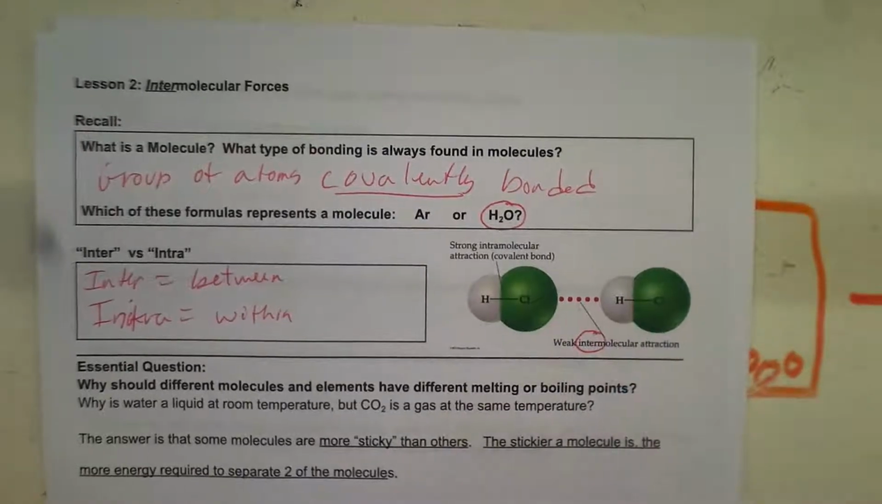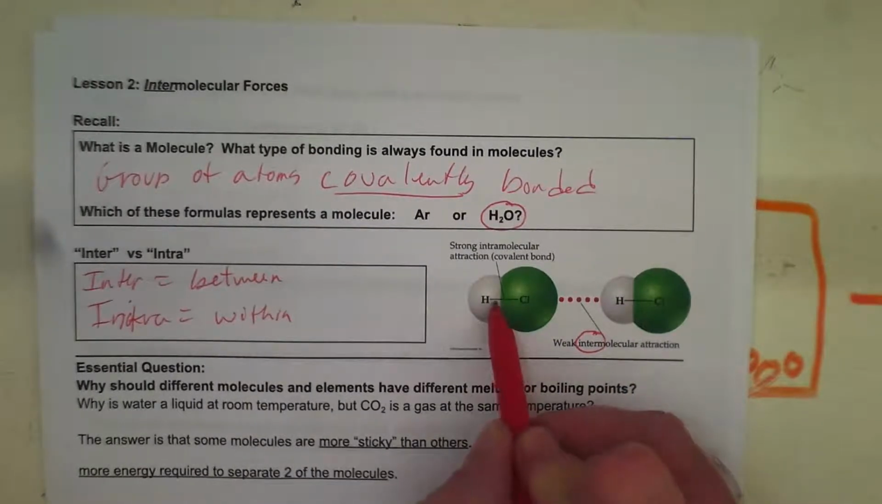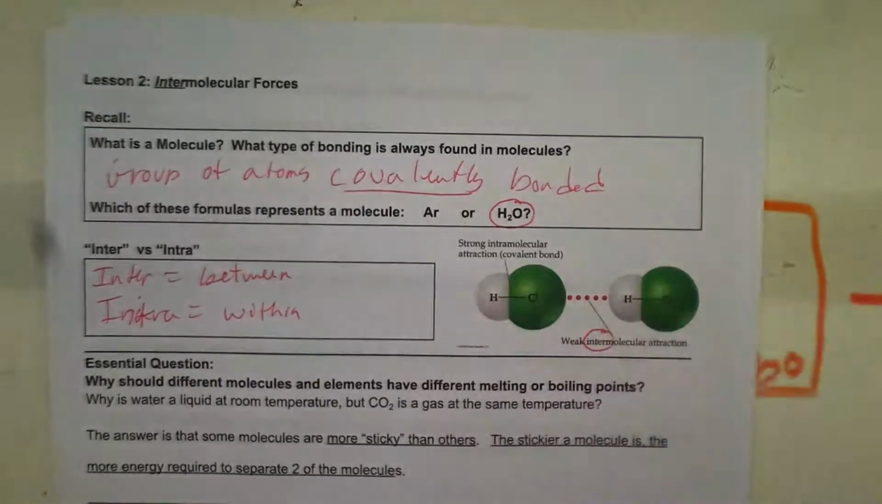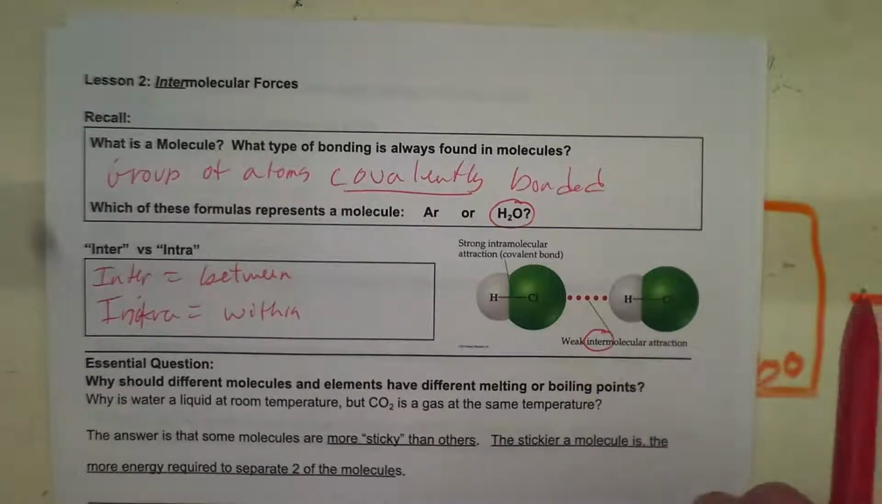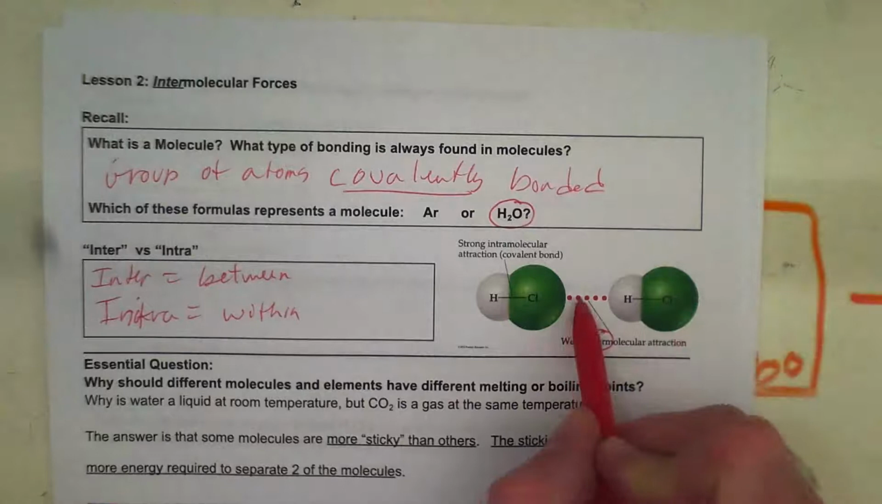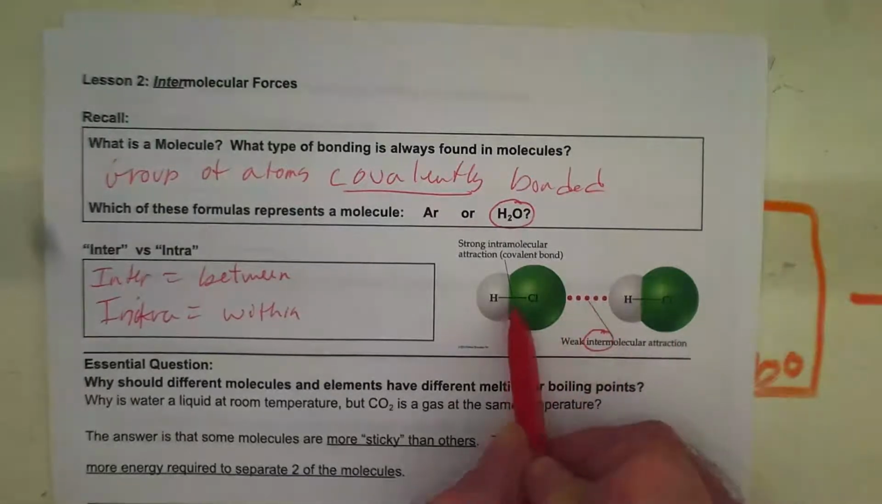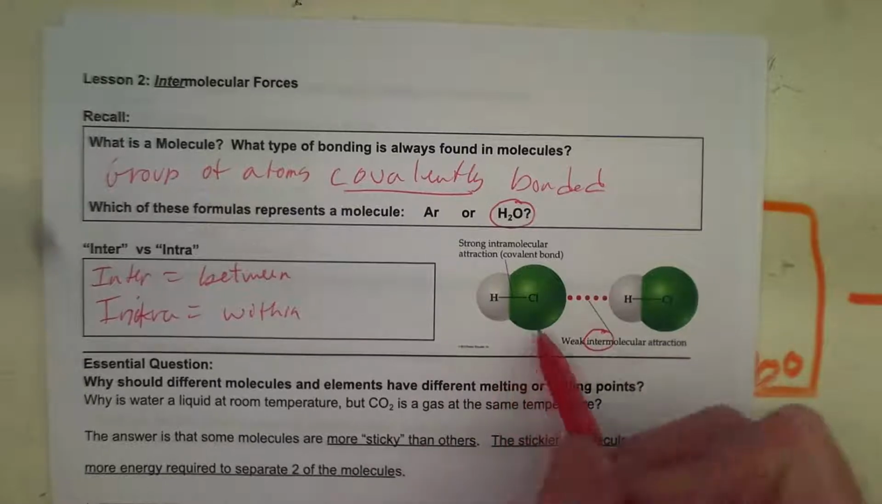One of the things I want you guys to notice is we're drawing lines for the bonds because they're supposed to be semi-permanent. They're supposed to be like a book binding. And then we're drawing dotted lines to say, hey, there's something going on here, but it's not nearly as strong as the bond between hydrogen and chlorine.